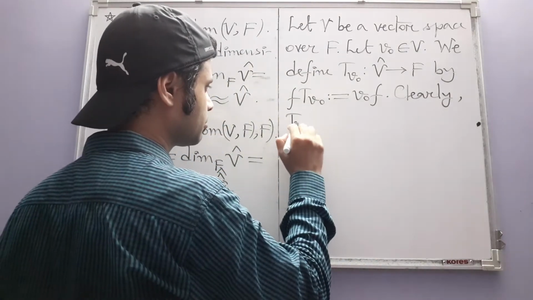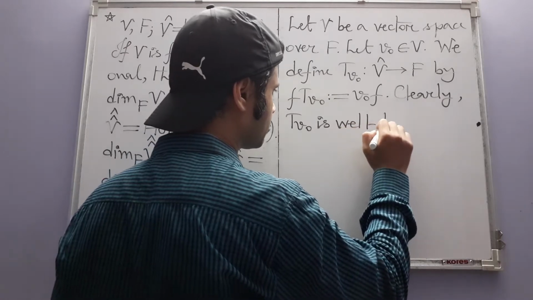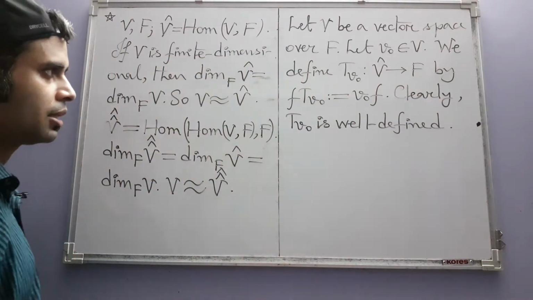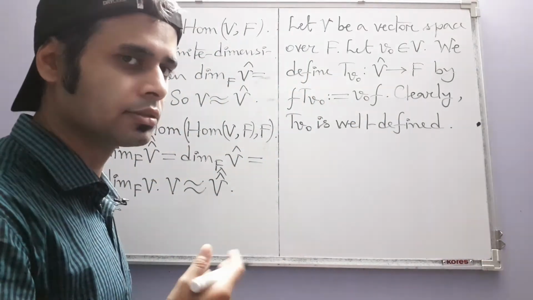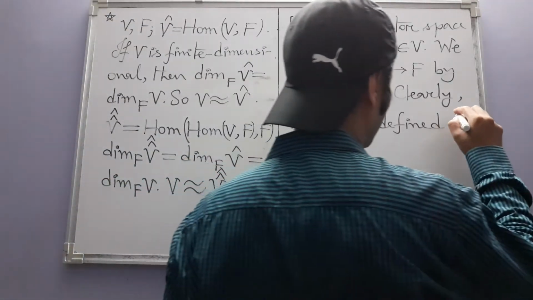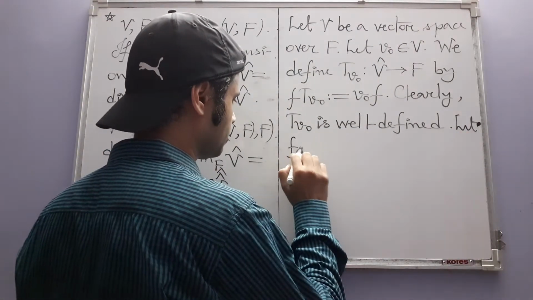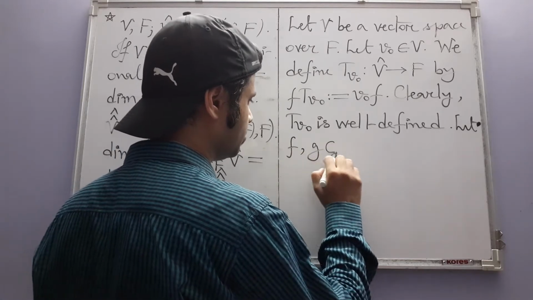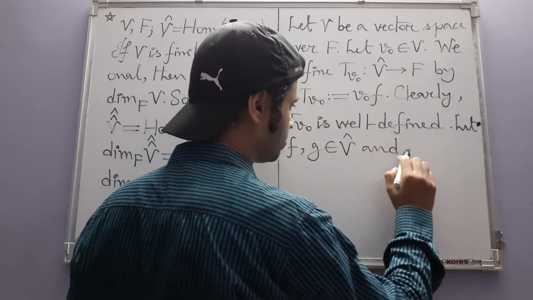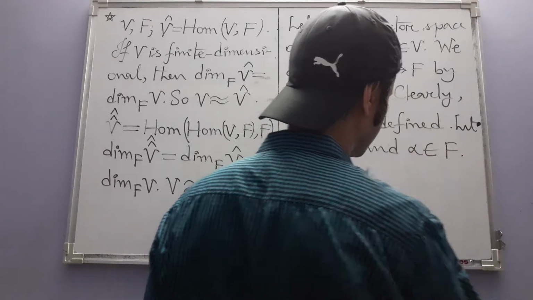Clearly, this is well defined, but we don't simply want the function to be well defined, we want other things also to happen. So now let f and g be linear functionals and alpha be a field element.